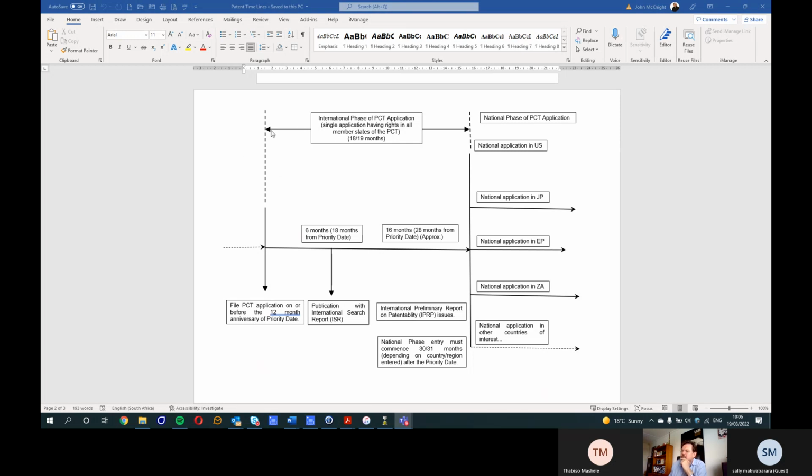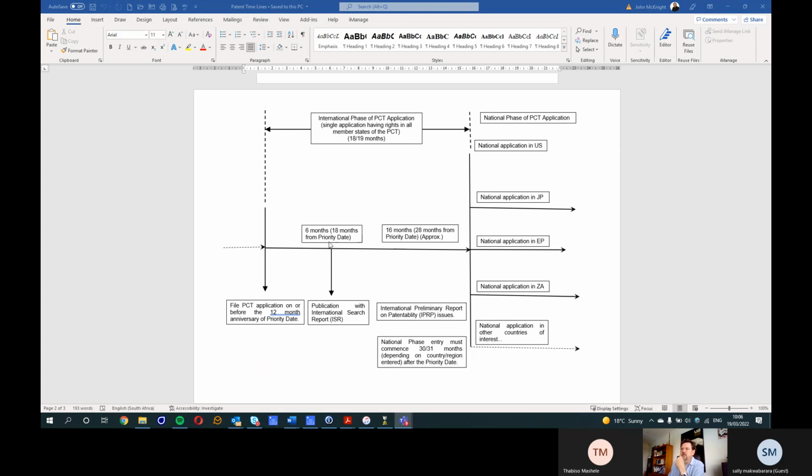Then you have what's called an international phase of the PCT application, which is just a single application pending, but it preserves your rights in all of the member states of the PCT. So there are 150 countries waiting to see whether you are going to enter your application there. During that 18-month period, which is in addition to the 12-month Paris Convention period, they will publish it at 18 months from the priority date, with an international search report.